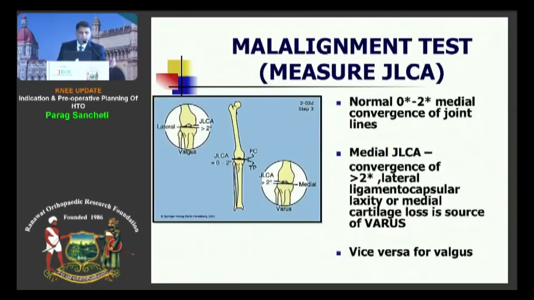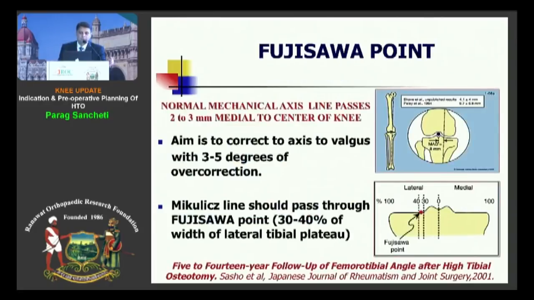difficult for you. Then third is you draw the two joint lines, the lower femur and the upper tibia, and then you see the convergence. Depending on where they converge, either medially or laterally, you're dealing with a joint line deformity because of ligament laxity leading to varus or valgus. So these are the cases which are not going to be very suitable for your HTO.